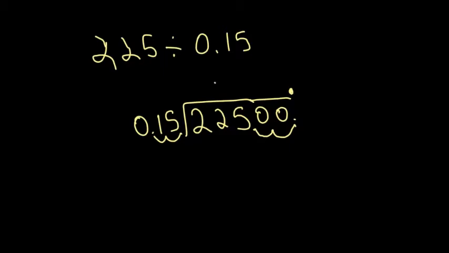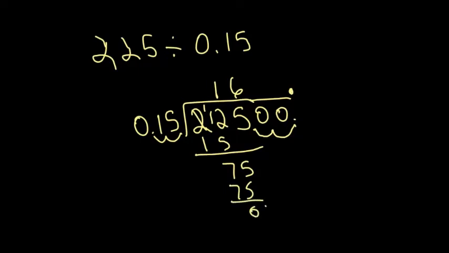So 15 goes into 22 once. Subtract. 12 minus 5 is 7. Bring down that 5. So 15 goes into 75 5 times, which is 75. Subtract, you get 0. Bring down a 0. 15 goes into 0 0 times. Bring down the other 0. 15 goes into 0 0 times. So my answer there is 1,500.